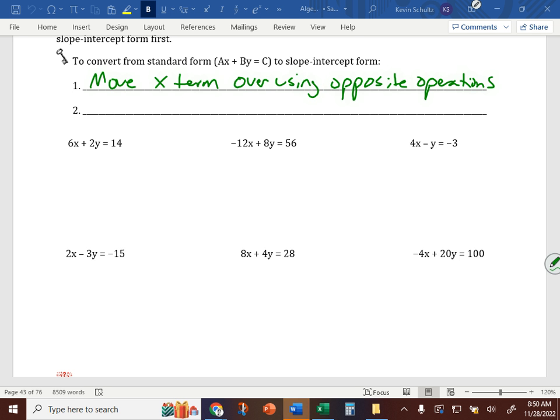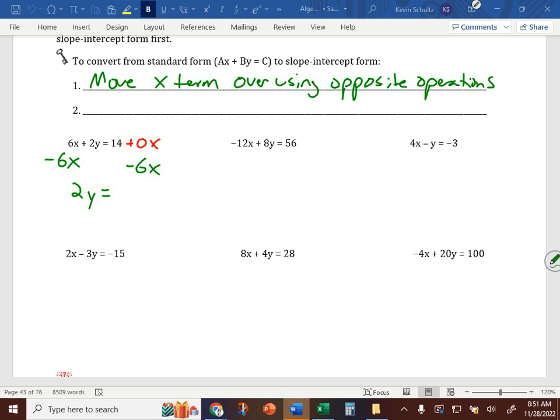6x plus 2y equals 14. We're going to start by moving our x term over. Because remember here, right? Slope-intercept form has y by itself, which means we have to move x over to the other side here. So we're going to start by subtracting 6x's from both sides. Okay? And it's like we've got 0 x's here. So if we have 0 x's and we take away 6 of them, how many x's do we have? Negative 6.